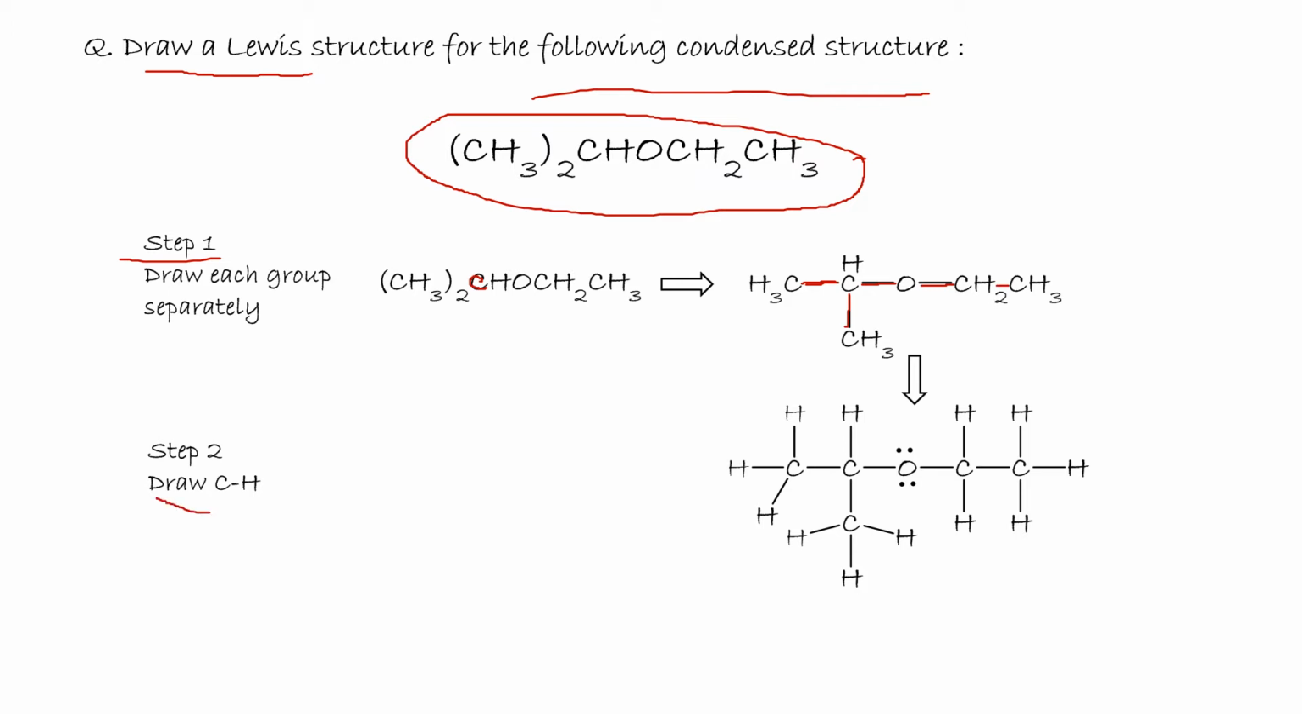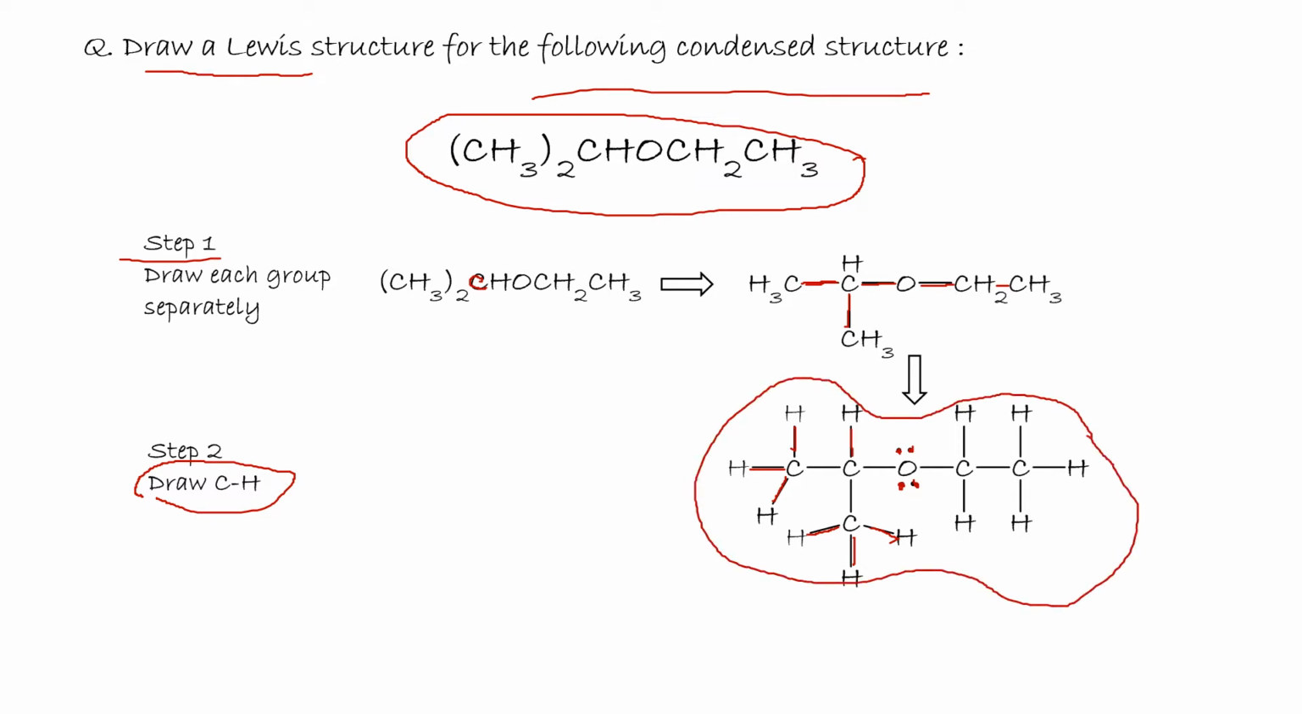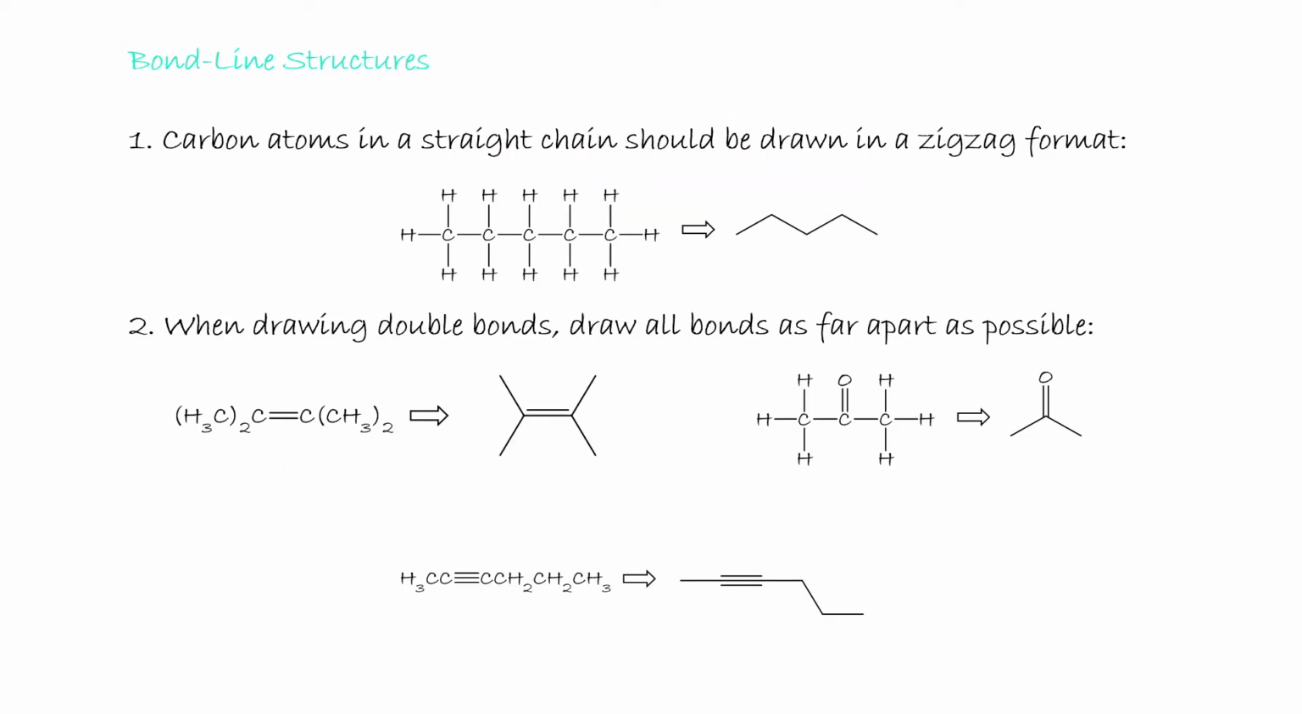The second step is to draw the CH bond. Okay, that's carbon carrying 3 H's. And so on. But do not forget to add the lone pair on oxygen to complete the Lewis structure. Lewis structure is time consuming.